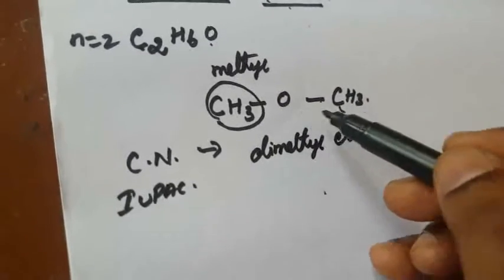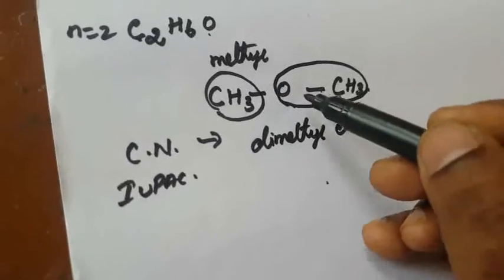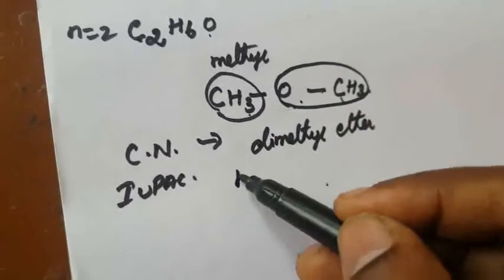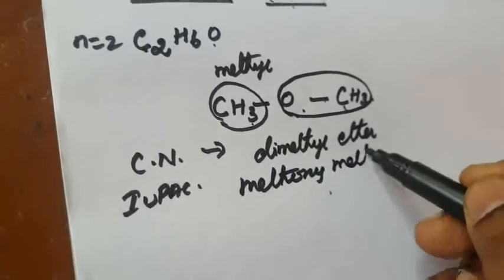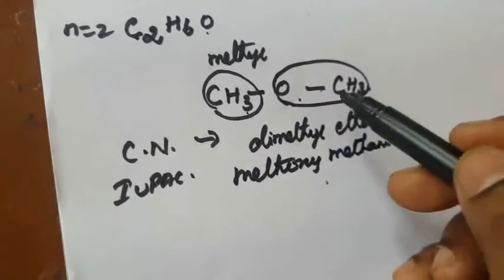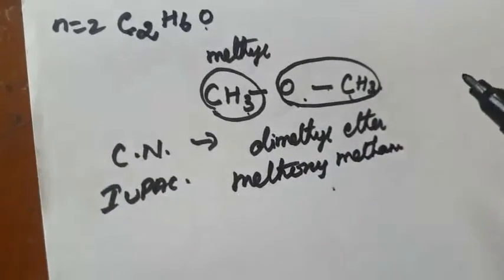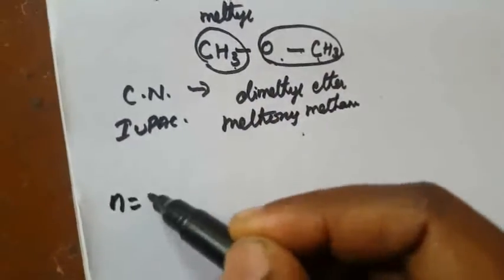What is the IUPAC name of this compound? That is called methoxymethane. Only 1 carbon is there on each side, so first we consider the single-carbon alkyl group, which is called methoxy.